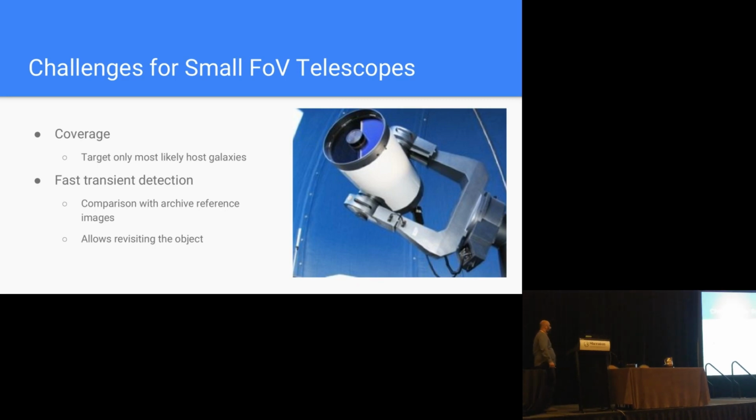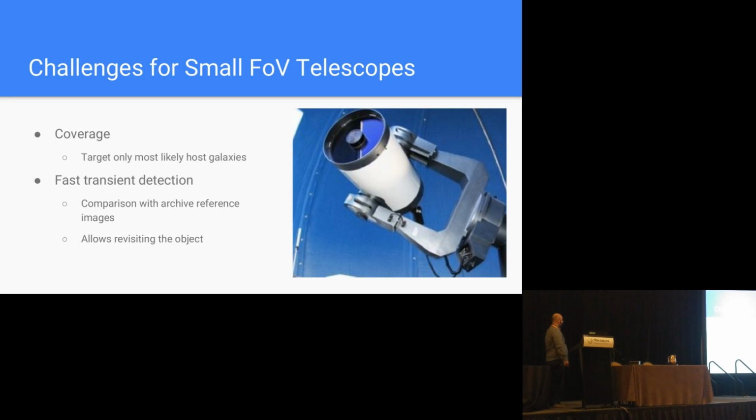So what are the challenges for small field of view telescopes? By small, I mean small compared to the LIGO uncertainty regions that span hundreds of square degrees, typically. The most obvious serious limitation is coverage. To remedy that, you target only the most likely host galaxies. That's what we do. I'm not going to talk about this topic in this talk, but another crucial element is to have a fast transient detection system. You typically do that by comparing with archive reference images, and this allows you to revisit the object.